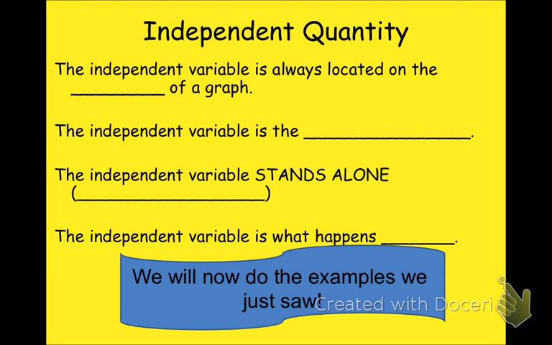Now for the independent quantity, we're going to fill in the same information. The independent variable is always located on the x-axis. It is the input. Again, independent just happens on its own. It comes first. It's the input. The independent variable stands alone and does not depend on anything to take place. The independent variable is what happens first. So go ahead and take down those notes, and we will go back to those five examples we just saw at the beginning and identify the independent and dependent for each.